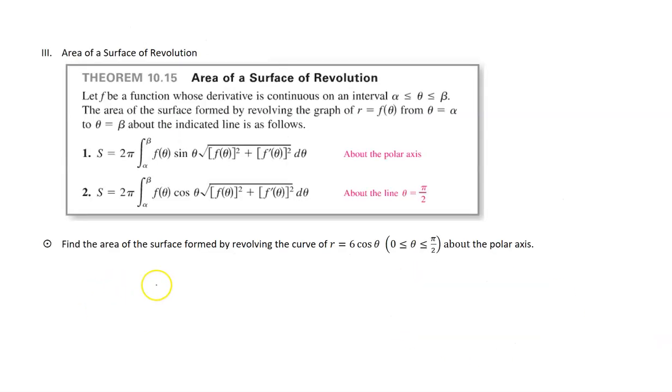There's also a formula for the area of a surface of revolution in polar coordinates, and this varies depending on whether you're revolving around the polar axis or the line theta equals pi over 2. The only real difference is the sine here and the cosine here. So you're always going to have r, and you're always going to have r squared plus r prime squared. But if you're revolving around the polar axis, you'll have a sine of theta, and if you're revolving around the line theta equals pi over 2, you'll have a cosine of theta.